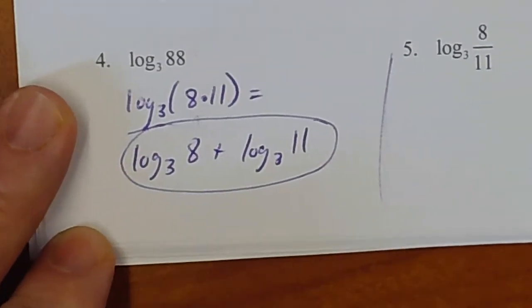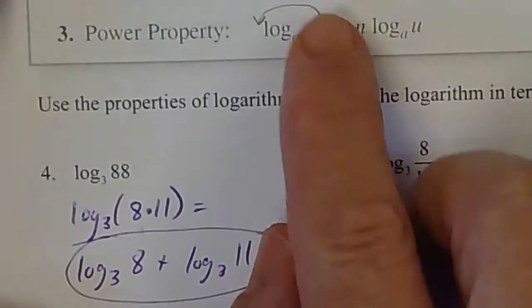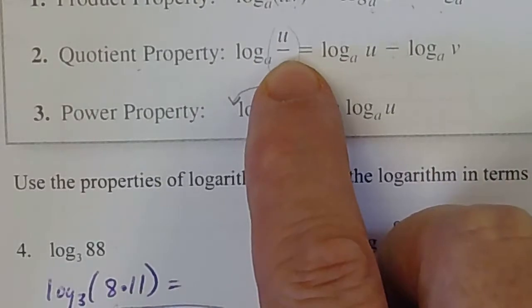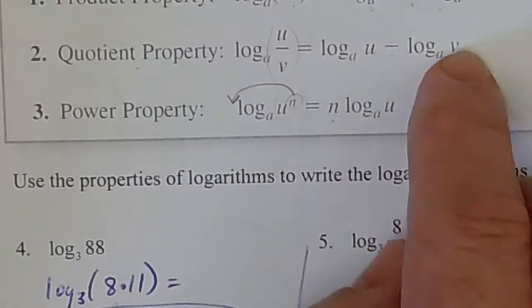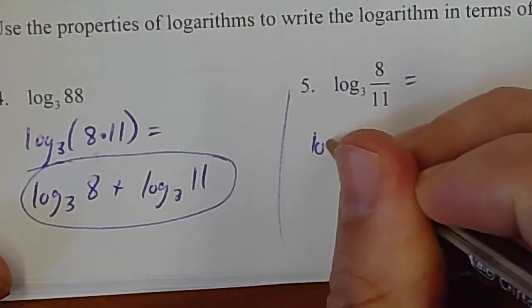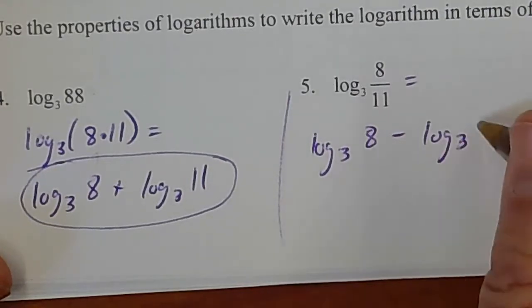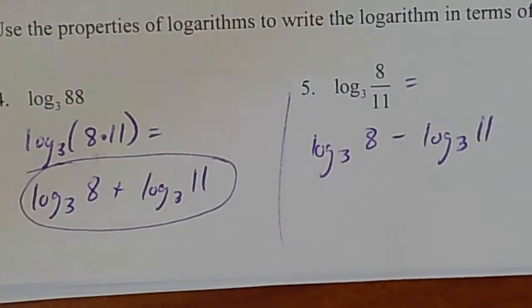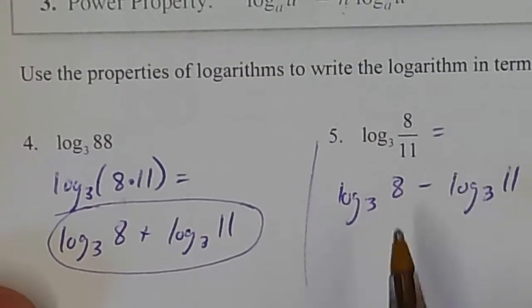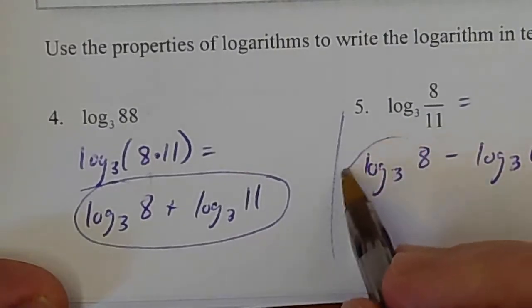Okay. Let's take a look at 5. Now we have the opportunity to use the quotient property. I have a u over v, so it's log of u minus the log of v. So I'm going to write this as log base 3 of 8 minus log base 3 of 11. And there's nothing else we can do. By nothing else we can do, sometimes you might have the power property, like maybe I've got an 8 squared here, and I can bring the 2 out front as a coefficient. I can't do that on this problem, so that's it.